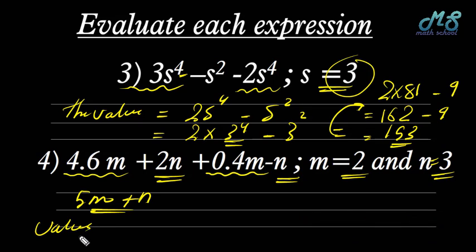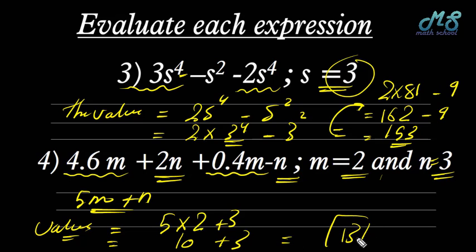Now we can find the numerical value of the expression. Just substitute 2 for m and 3 for n. We get 5 times 2 plus, mister, what? 3. Ask yourself now, which operation is the first? Now multiplication. 5 times 2 equals 10. Now 10 plus 3 equals, mister, 13. Now the numerical value of the expression, 4.6m plus 2n plus 0.4m minus n equals 13 when m equals 2 and n equals 3.